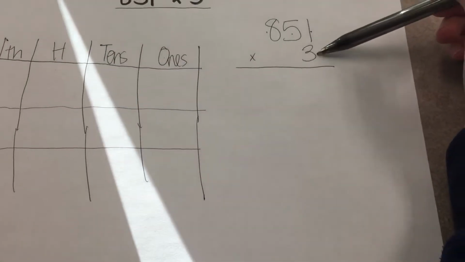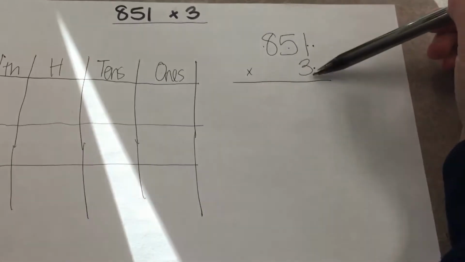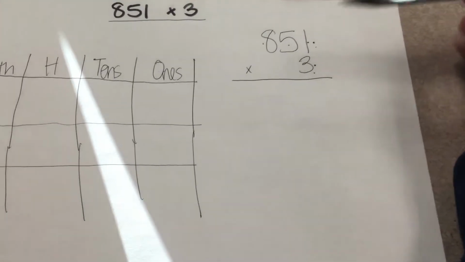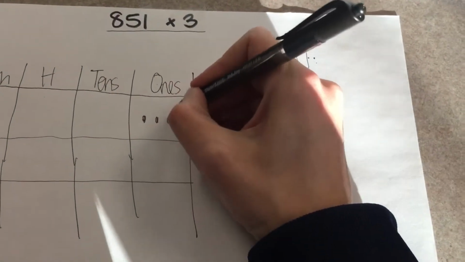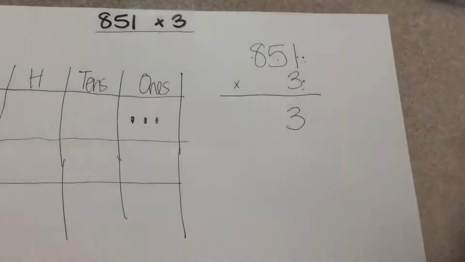I'm going to multiply 3 times my ones place. 3 times 1, 1 is how many? 3 ones. Draw it, write it.